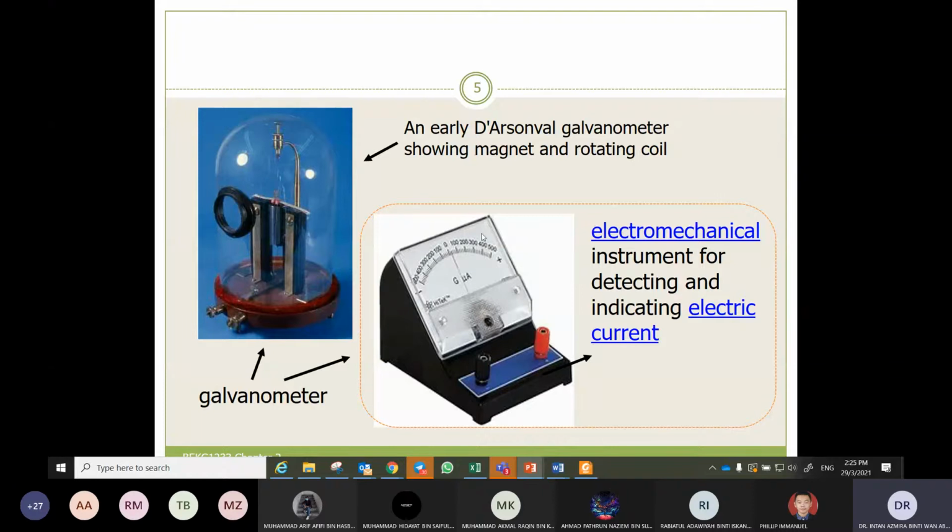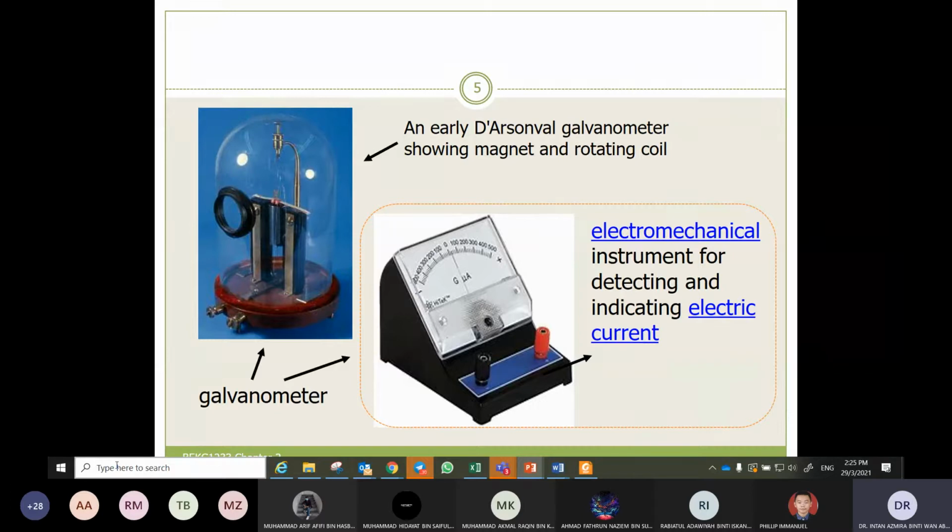This is a galvanometer. Have you seen a galvanometer before? Have you seen it in the lab or maybe at your home? Have you seen this meter before? Yes. Not the left one though. Lab one. Okay. So this is a galvanometer.